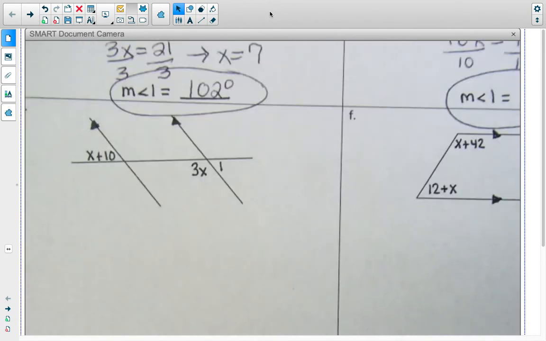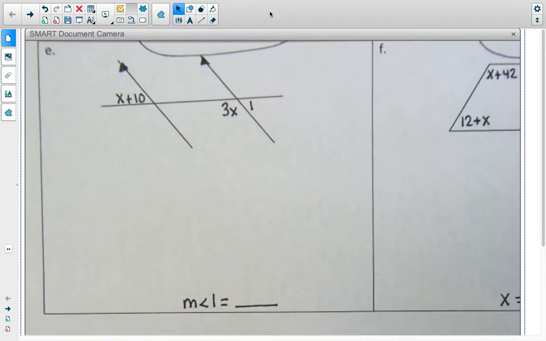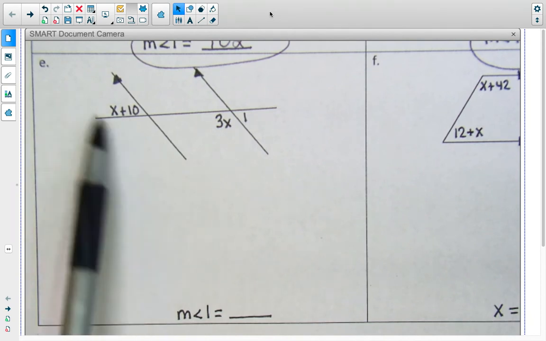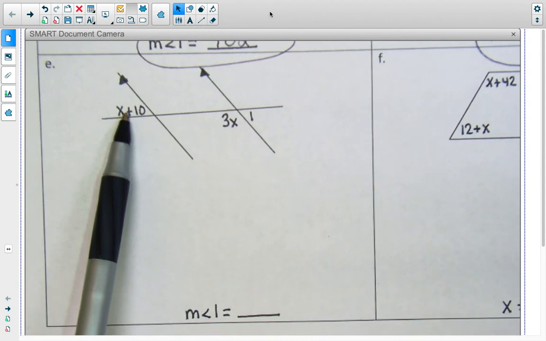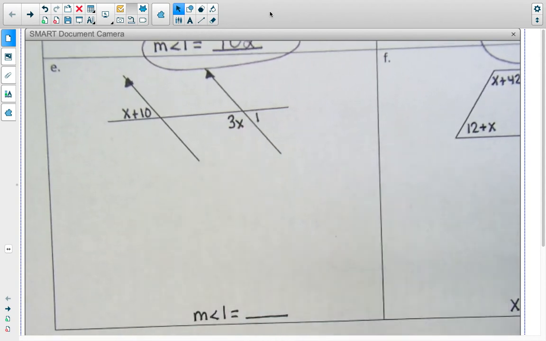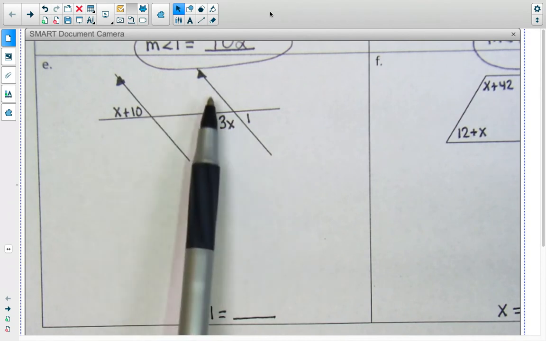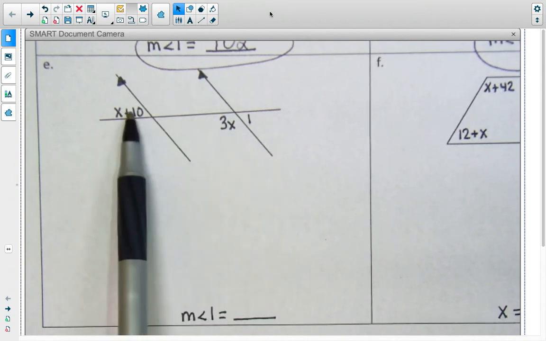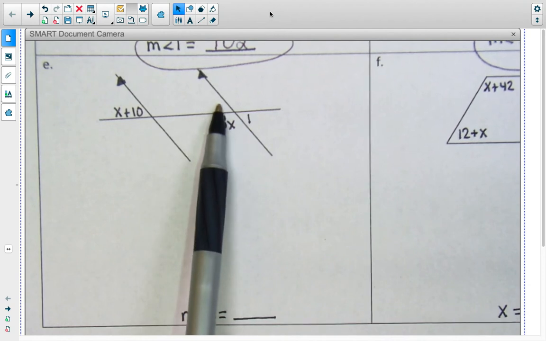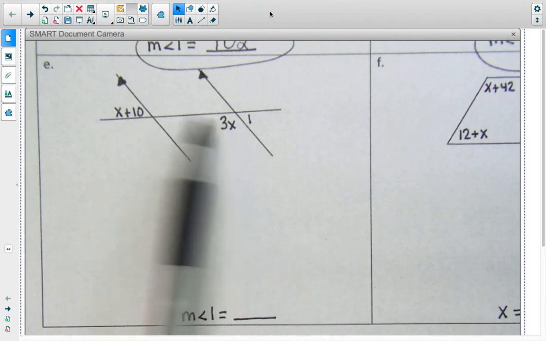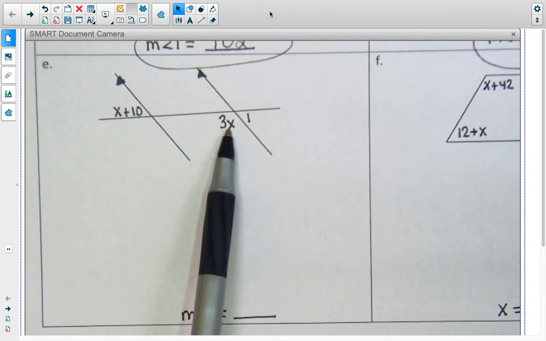All right, 2 more just to make sure you're good to go, because we're going to be doing a lot of stuff with these in the coming days. We are looking for the measure of angle 1. So I want to start with this angle, and I want to start with this angle. So a few things that I know. If I take this angle here and put it here, these are corresponding angles. And then this corresponding angle with 3x would make a linear pair. So I know that I can set these equal to 180 degrees.